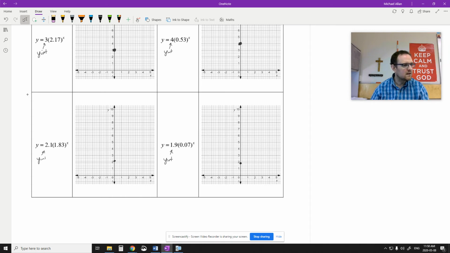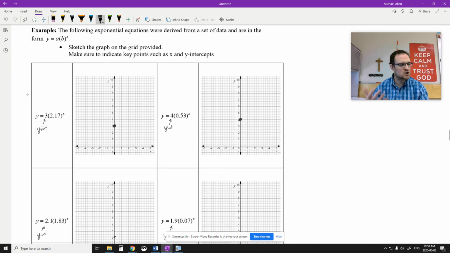Okay, now the next one, I'm going to think, what's the shape of the graph? Well, this number is greater than 1, so my b value is greater than 1, which means this is a growth function, or increasing function. So it's going to be going upwards. Let's just put that here. It's going to go upwards like that.